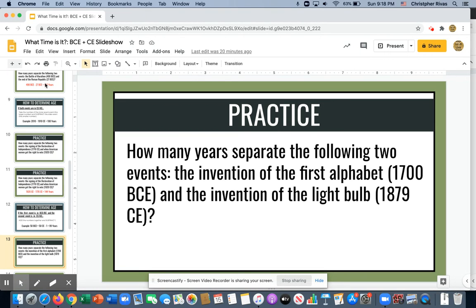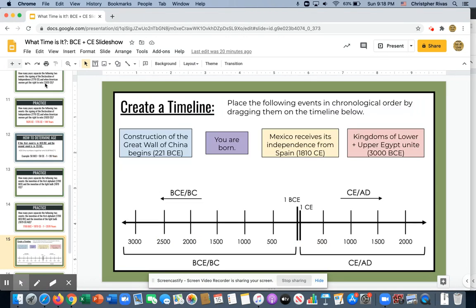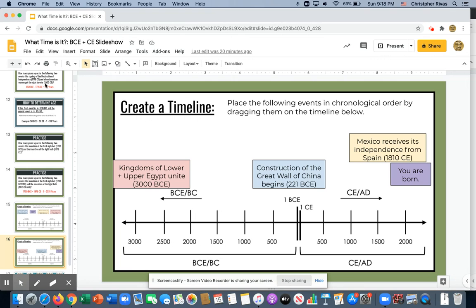And again, just for practice, how many years separated the following two events? The invention of the first alphabet, 1700 BCE, and the invention of the light bulb, 1879 CE. You add the two together, 1700 plus 1879, you subtract 1, and you get 3,578 years. And again, we could even take these events and put them in chronological order. Taking these four events here, you just follow the timeline, and it can look something like that.